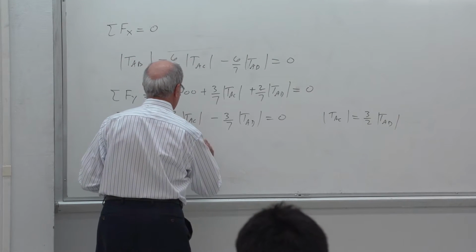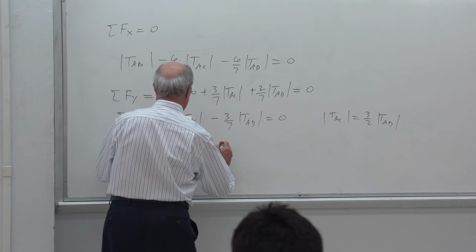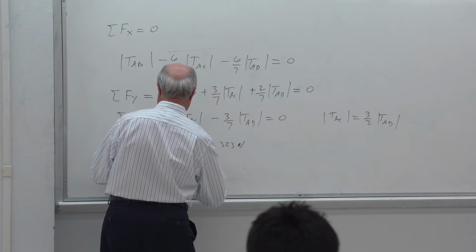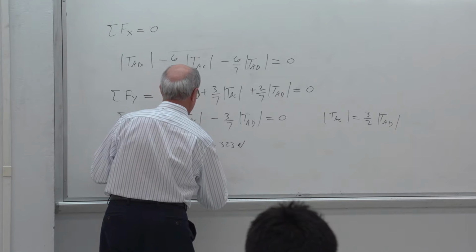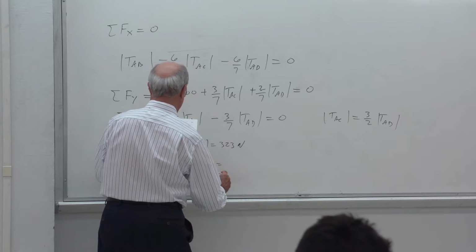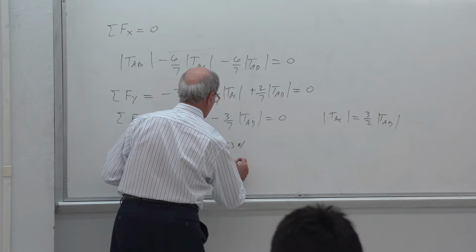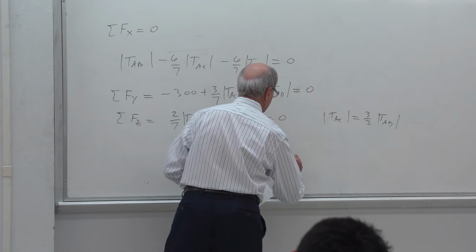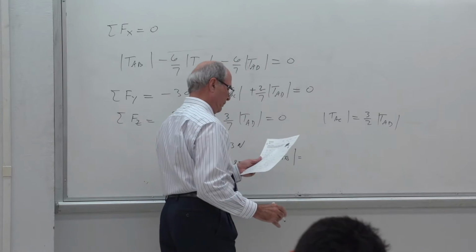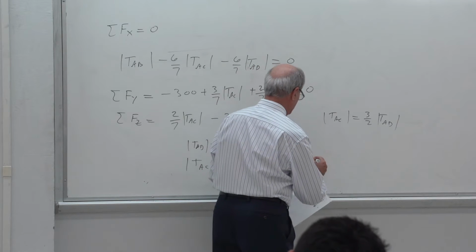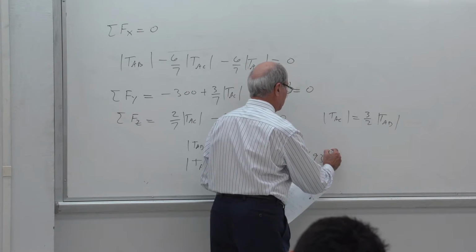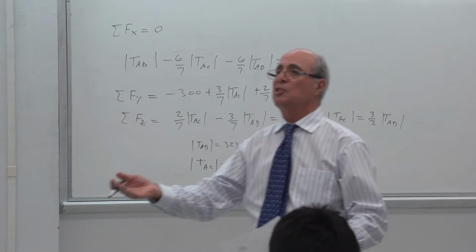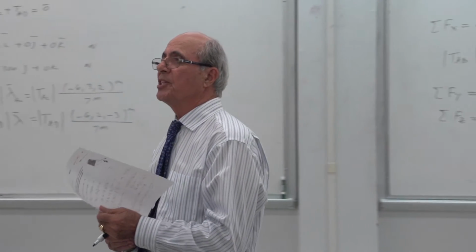So TAD magnitude becomes 323 Newton. TAC magnitude becomes equal to 485 Newton, and TAE, which is the tension in the spring. I'm a little bit surprised about TAD because the one I did in class was exactly like that, but instead of the x-axis, it was on the z-axis. Remember?